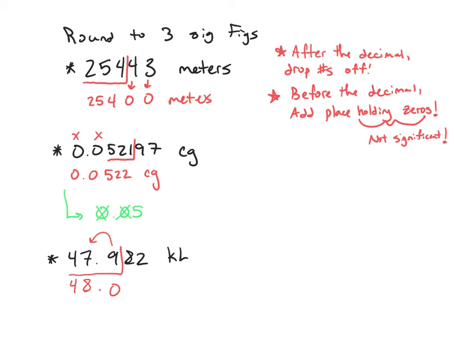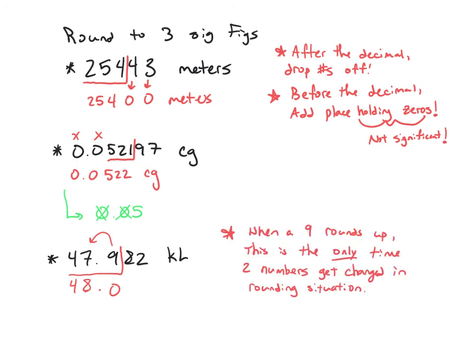Of course, I'm going to put the decimal point in there so that everybody knows that it's 47.98 rounds up to 48.0. This is the only case where you round more than one number. And that's if the number that gets rounded is a 9 and rounds up. Typically, we only change one number. Let's take a look at our first examples. This was 254, and it happened to be followed by a 4, so it rounded down. So I don't actually change that number.